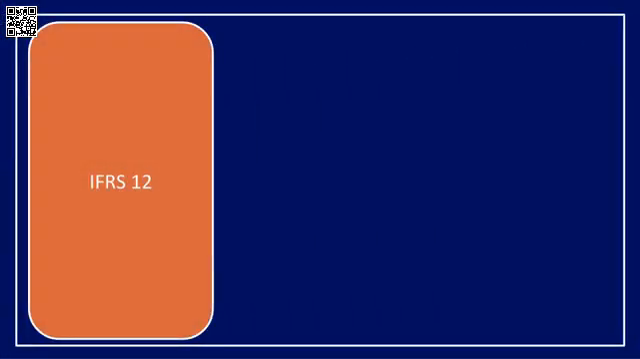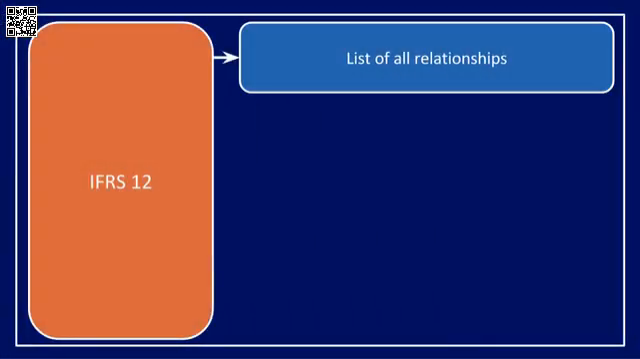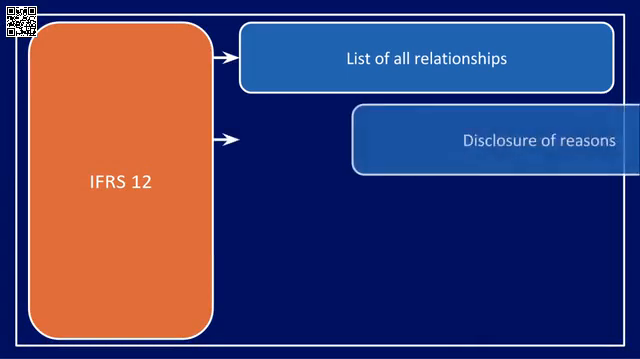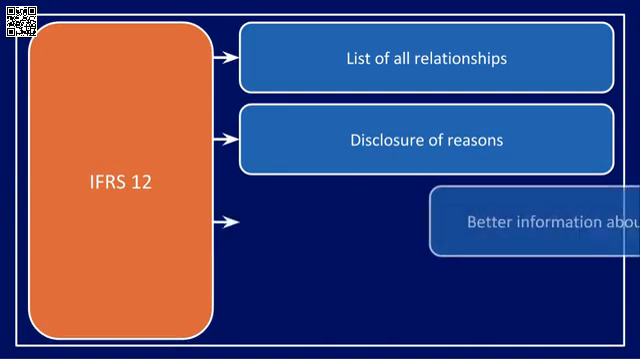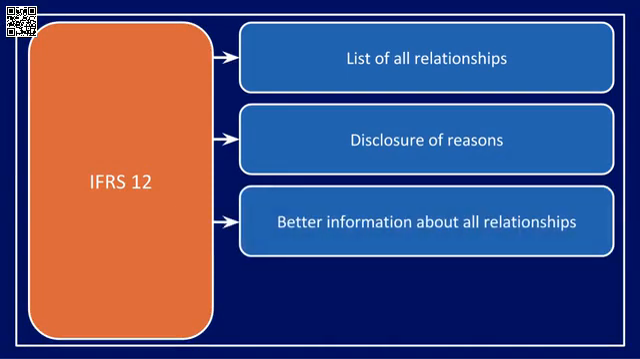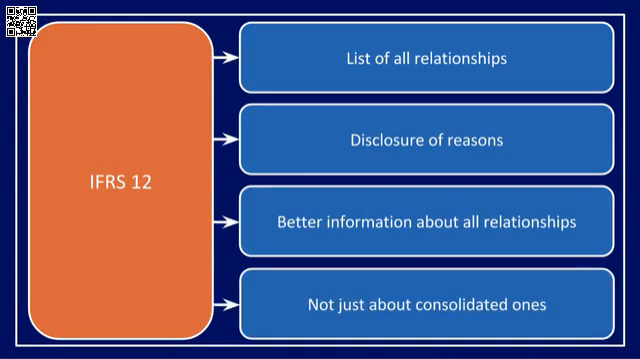IFRS 12 requires a list of all entities we have relationships with, and disclosure of the reasons why we have or have not consolidated them. This is intended to give better information about all of the entity's relationships rather than simply those ones that the entity has consolidated.